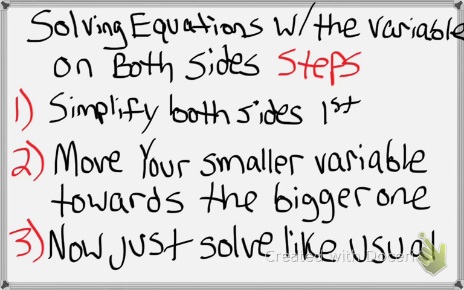If you move the smaller one towards the bigger one, you can avoid having a negative variable, which would give you an extra step to have to worry about. I'll show you what I mean about that in a minute. So number 2 is not mandatory, but in general, you do yourself a favor. You get to save a step at the end, and usually less work. And then finally, once you've combined your variables, you'll just solve it like usual.